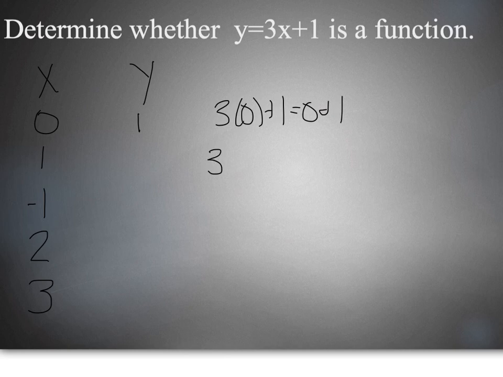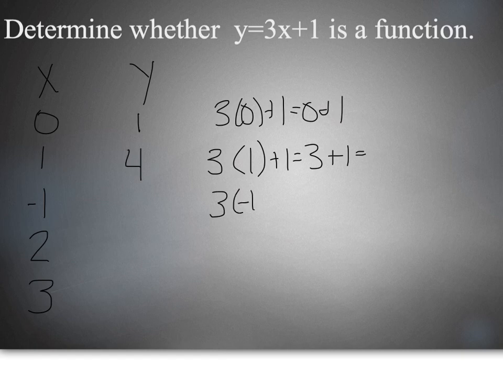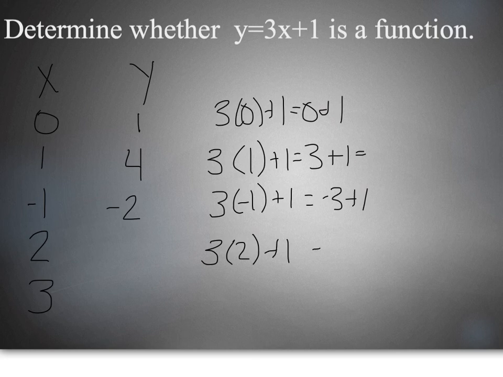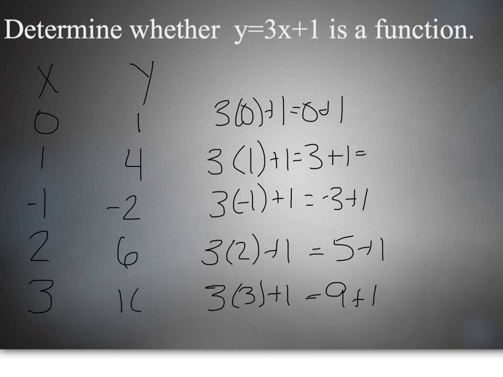If I had 1, 3 times 1 plus 1 is equal to 4. 3 times -1 plus 1, -3 plus 1, that's -2. 3 times 2 plus 1 is equal to 6 plus 1, which is 7. And 3 times 3 plus 1 is equal to 9 plus 1, which is equal to 10. You can see I'm not getting anything similar. I'm only getting one output for each input. So you can see here that it is a function.